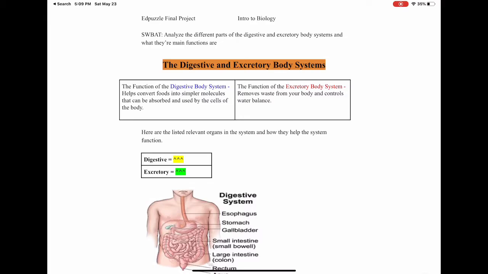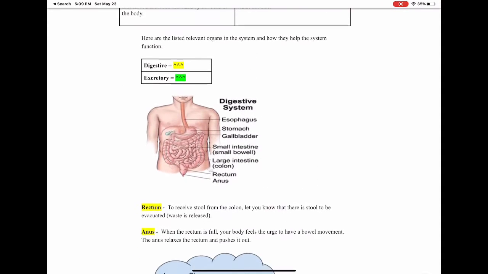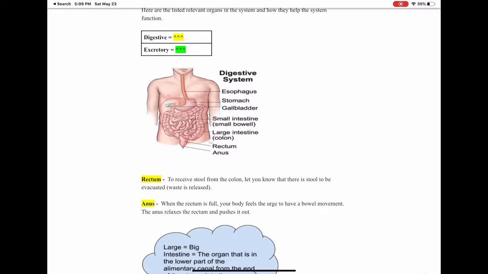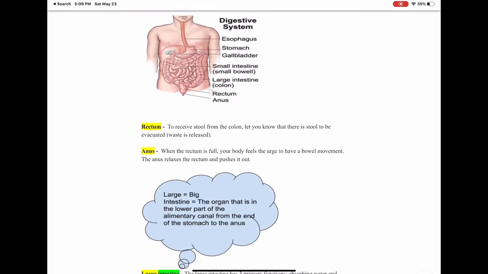As you can see in the image, there's the digestive system with all the parts in it. Everything that's labeled yellow is in the digestive system, and everything that's labeled green is in the excretory system. So to start, the function of the rectum is to release stool, which is waste from the colon, and let you know that there's stool to be evacuated. So let's say that waste is ready to be released from your body, which goes straight to the next part, which is the anus.